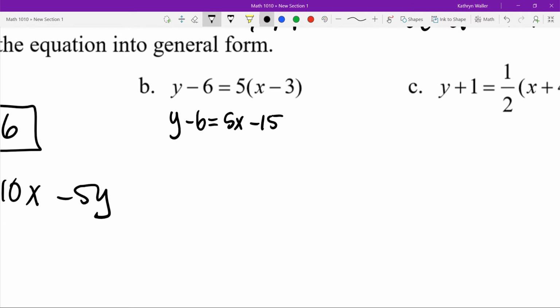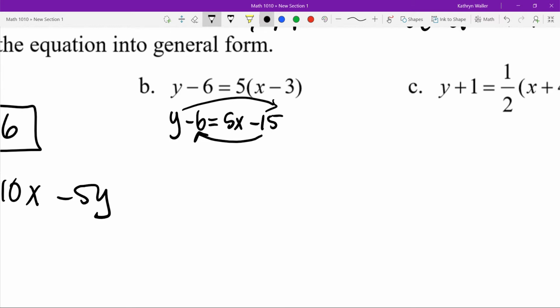Really? You got to be able to do it. I'm going to do 3 steps in 1. You can do it. Look, the y comes over there. That's not scary. The 15 comes over there. That's not scary. Plus, I'm going to do this.